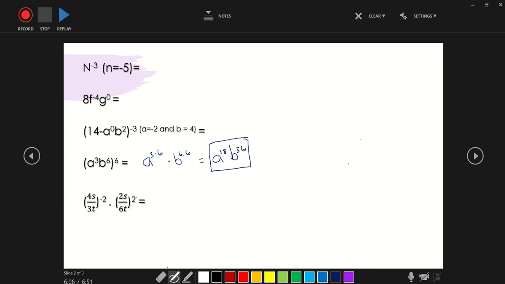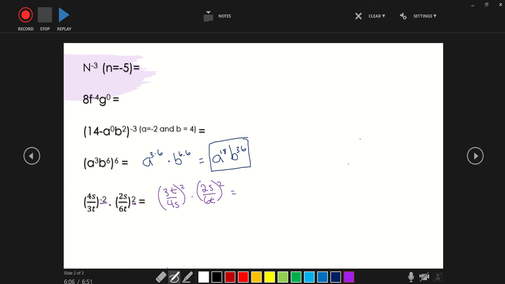Okay, so now we come over here to this one, and I'm going to use this pretty purple color right here, and we have a fraction to a negative exponent. When we have a fraction to a negative exponent, hopefully you remembered that we flip it. So it no longer becomes 4s divided by 3t, it becomes 3t over 4s squared, because now it's a positive exponent now that we flipped it, times 2s over 6t squared. We don't need to flip that one because this one's a positive exponent here.